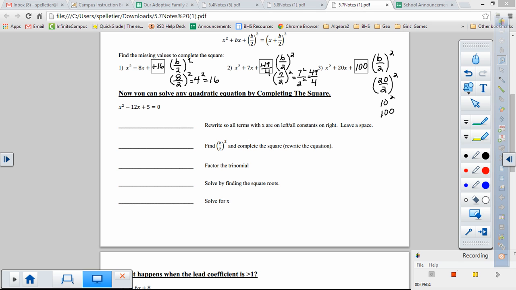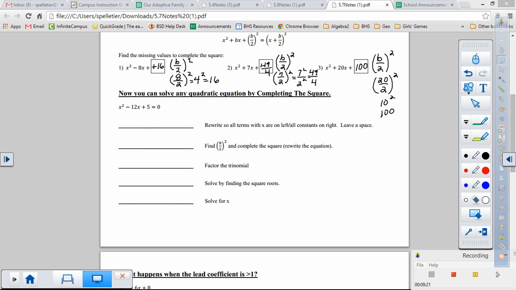So we've done all of the pre-work that we need to do in order to learn the strategy of completing the square. We know how to break down a perfect square trinomial. We know the relationship is that half the middle term squared gives us the last term. Now we're going to use all of that to actually complete the square.